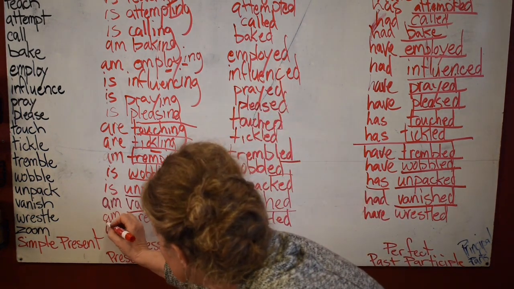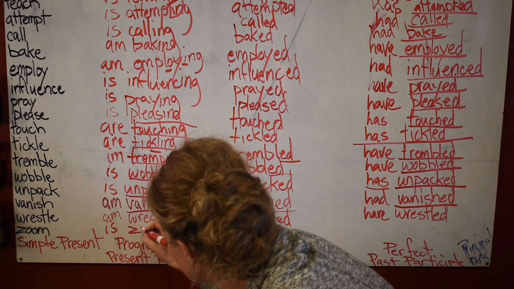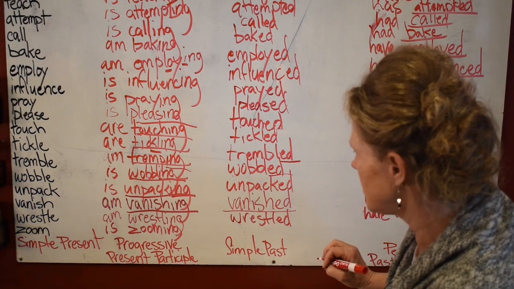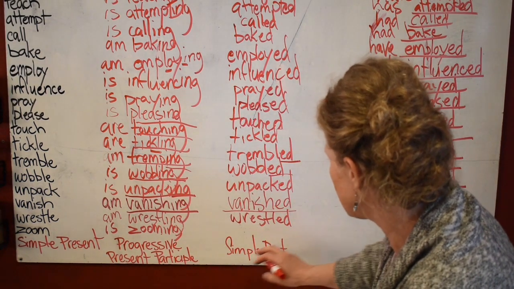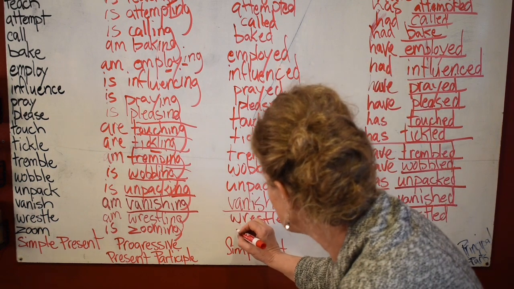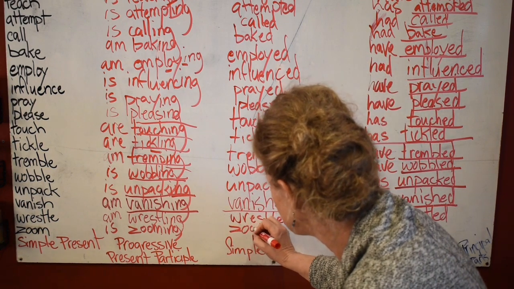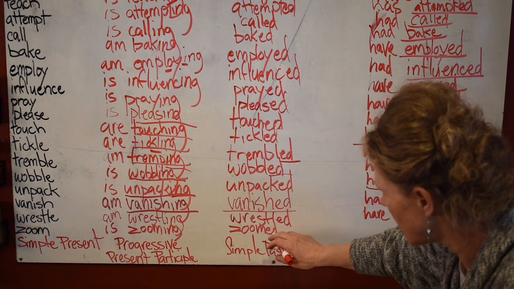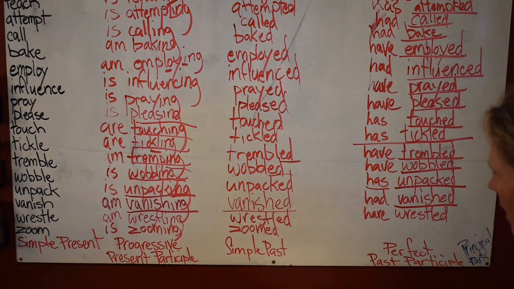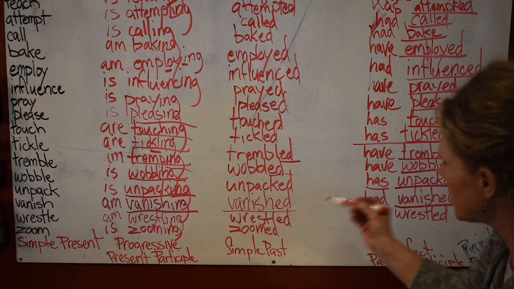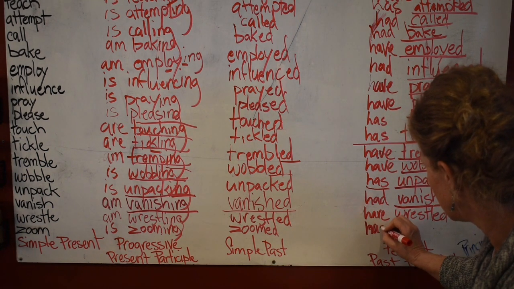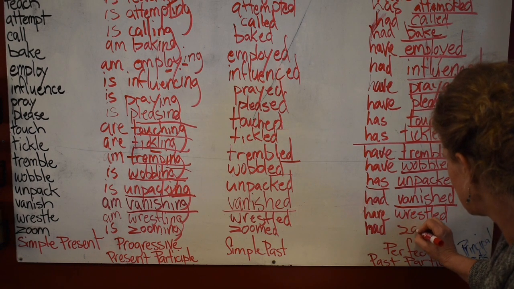Zoom. Is zooming. How about your simple past? Zoomed. You just need to add it on. There's not a consonant vowel consonant. You just add it on. You don't have to do the doubling rule. You do not need the doubling rule here. And then let's do had. Had zoomed.